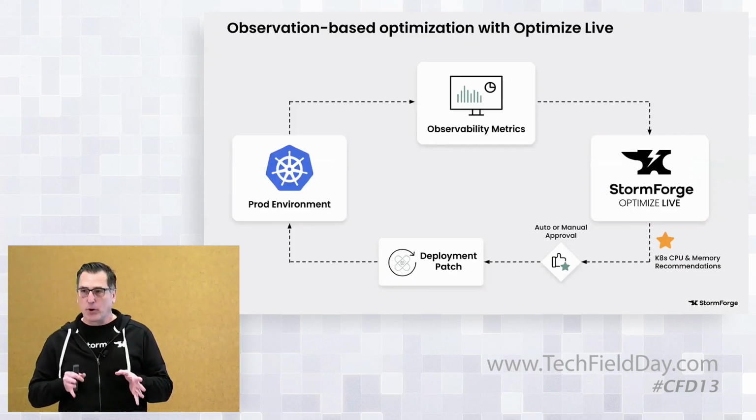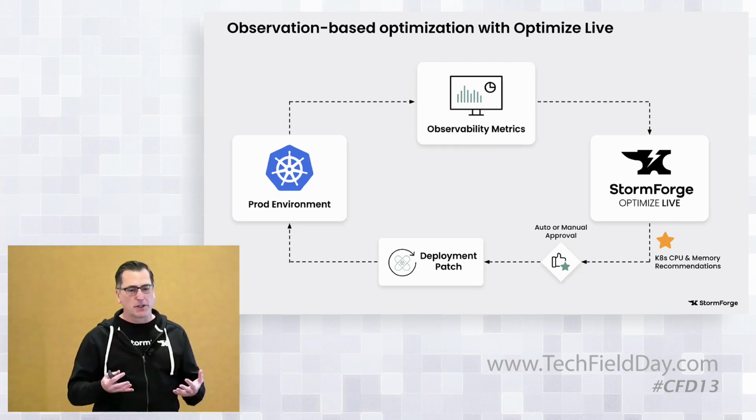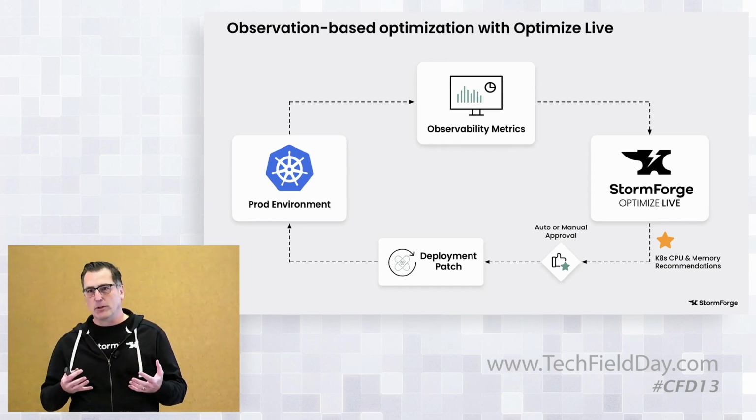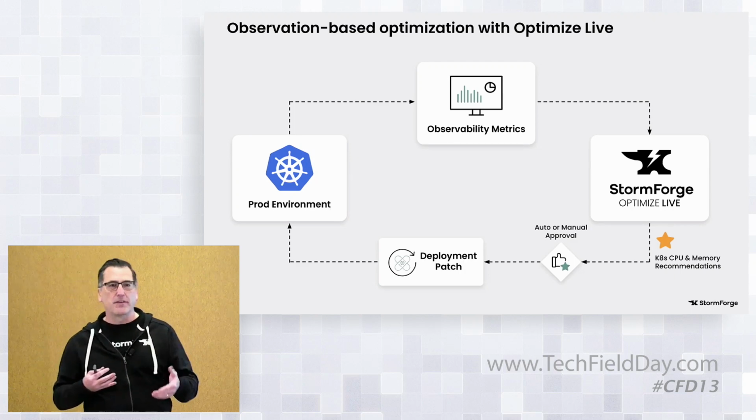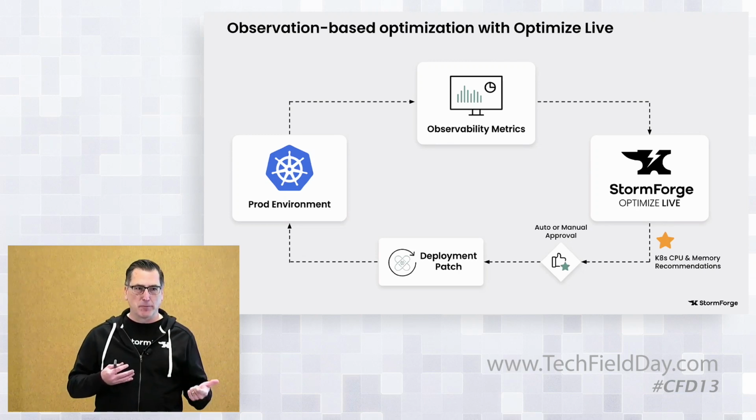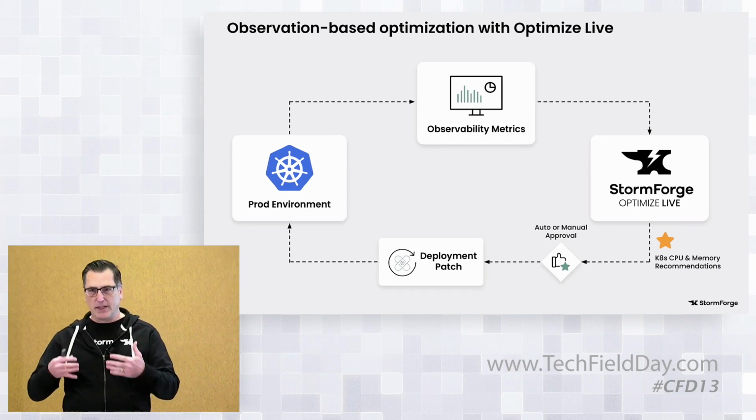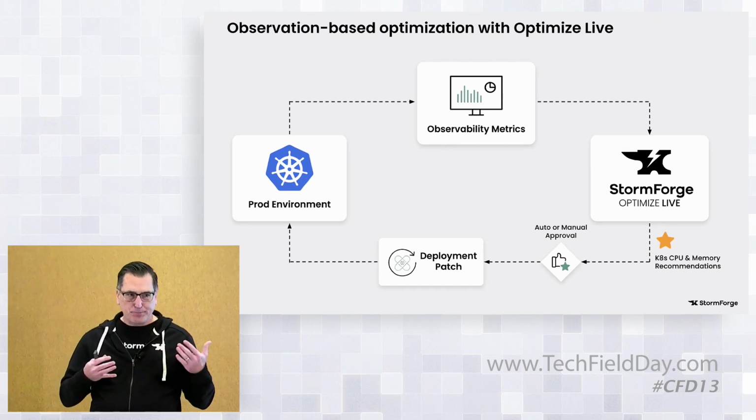So that's Optimize Pro. Optimize Live is a little bit simpler, right? It works in a production environment. Essentially what we're doing is applying machine learning to observability metrics that you're already generating, and we're using that to make recommendations for updating your CPU and your memory settings. So it's a little bit more limited. We're just doing that for now, but it's also super easy.